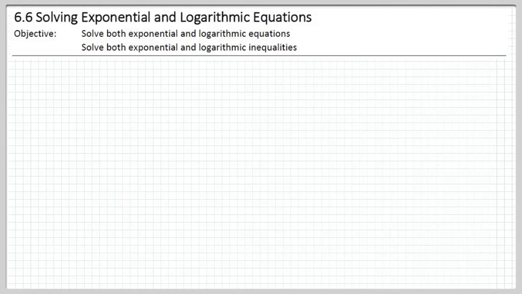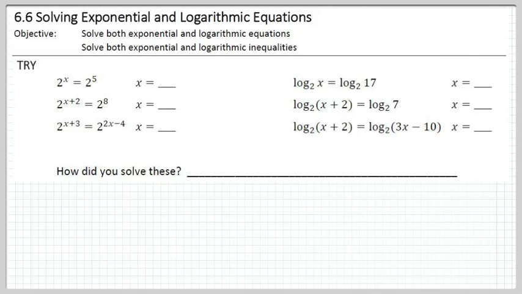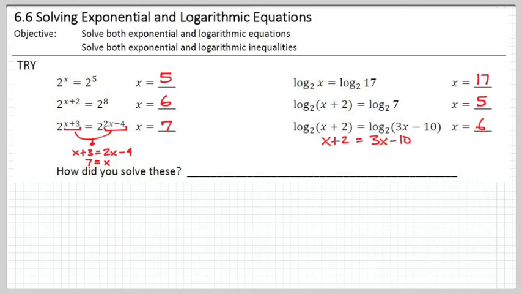Hello class, in this lesson we're going to be learning how to solve exponential and logarithmic equations. First try this by yourself. It should be something you can do. I'll show the answers right now. You notice that to do this was quite easy.